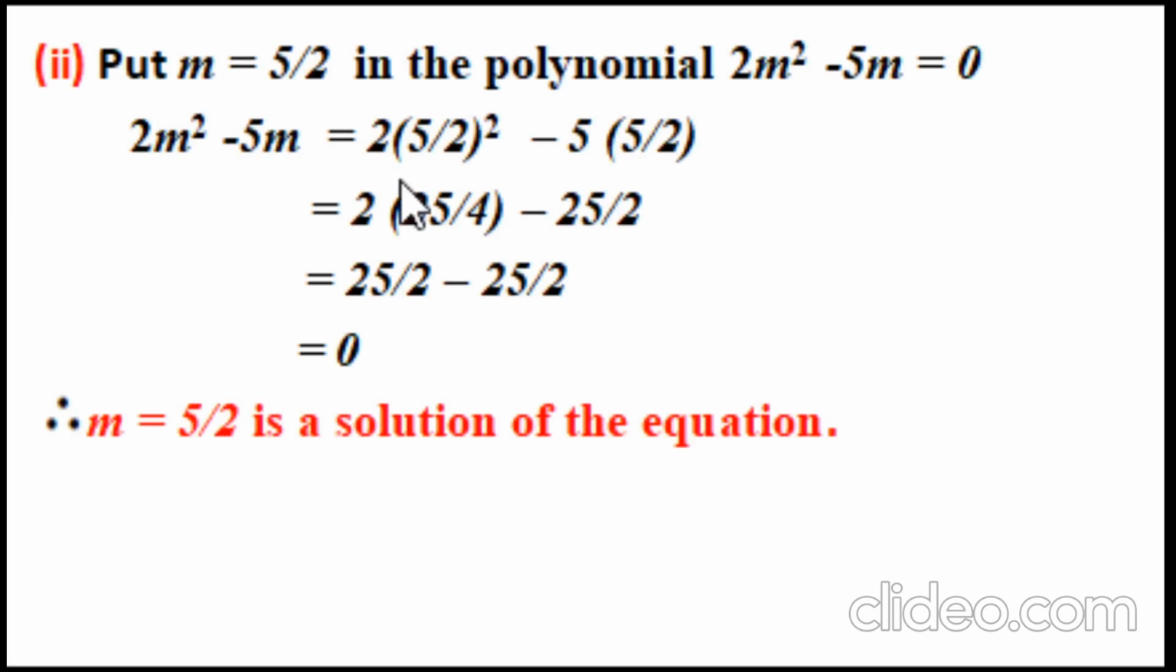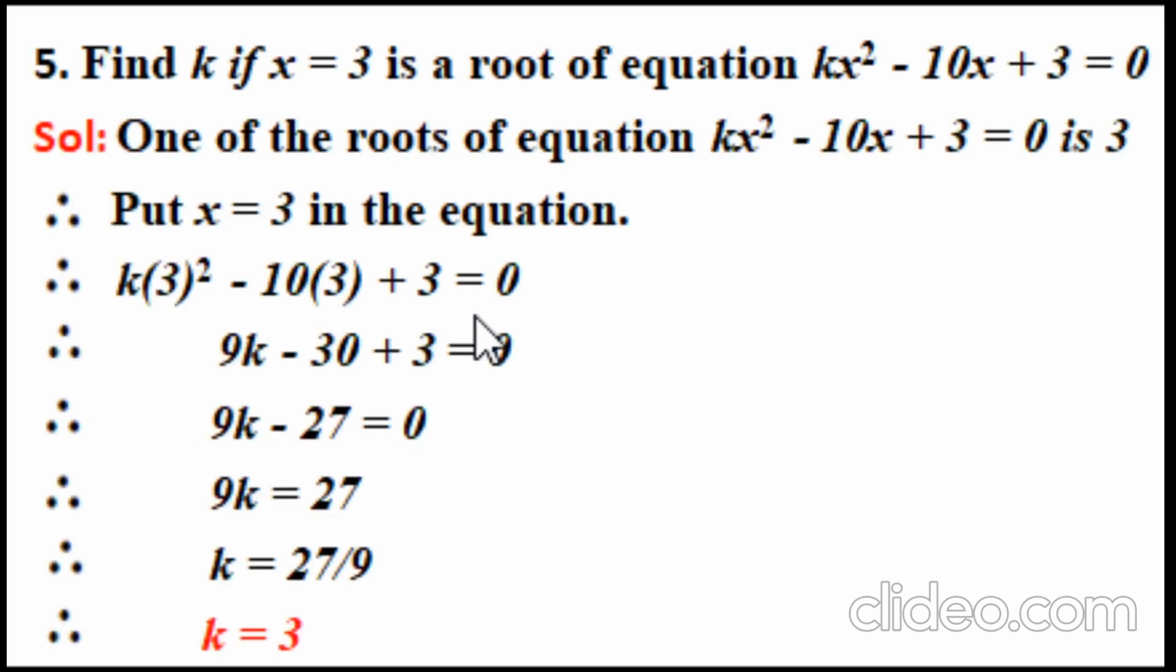Then put m is equal to 5/2 in the polynomial. So 2 into square of 5 is 25, square of 2 is 4, and 5 into 5 is 25, 2 as it is. Now dividing, 2 into 25/4 is 25/2, minus 25 upon 2 is equal to 0. Therefore it is the solution of this equation.